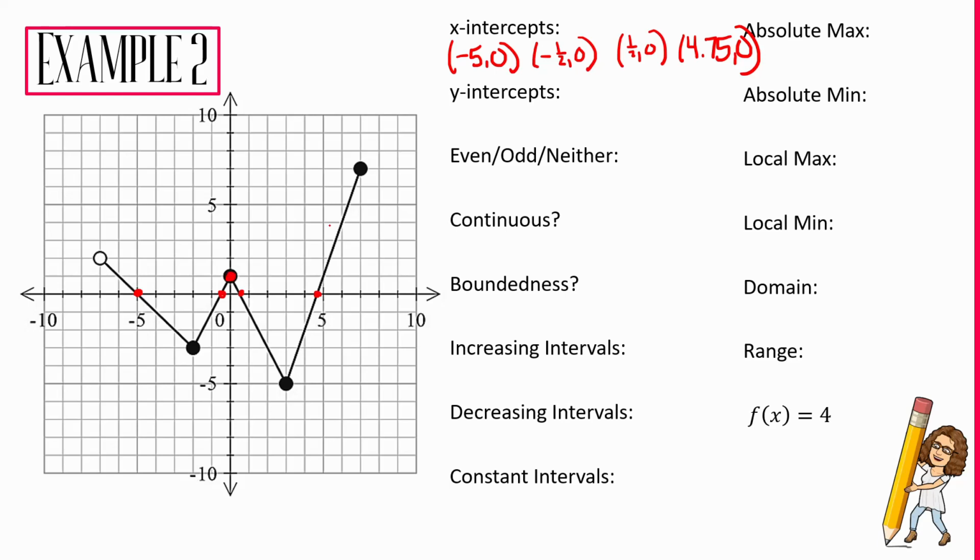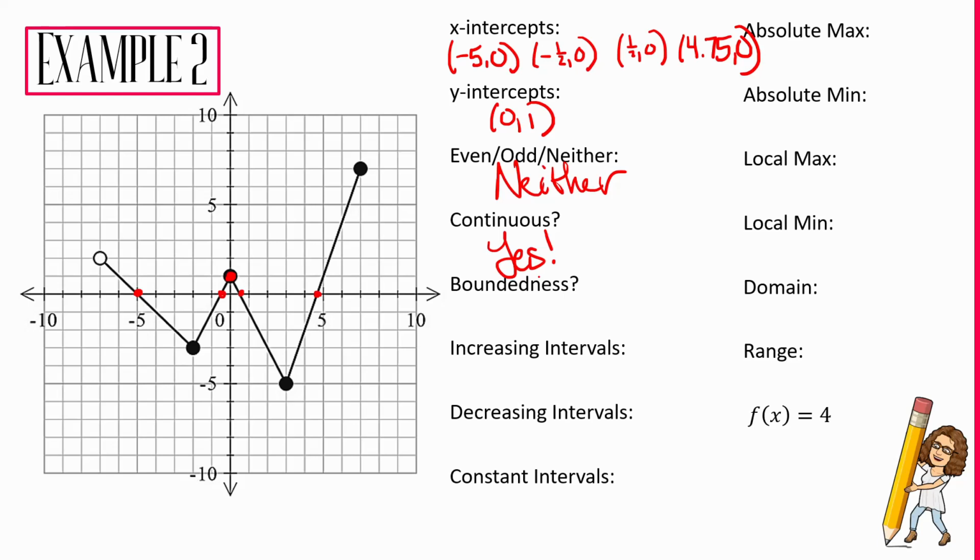It looks like our y-intercept is (0, 1). That dot. This graph is definitely neither, right? Definitely doesn't have any symmetry. Continuous. Can I draw from left to right without picking up my pencil? Yep, definitely continuous.